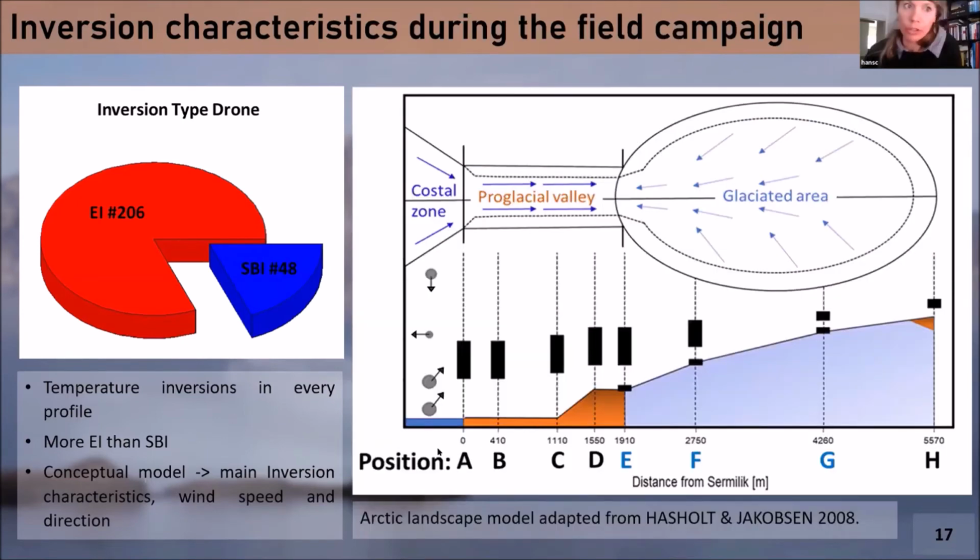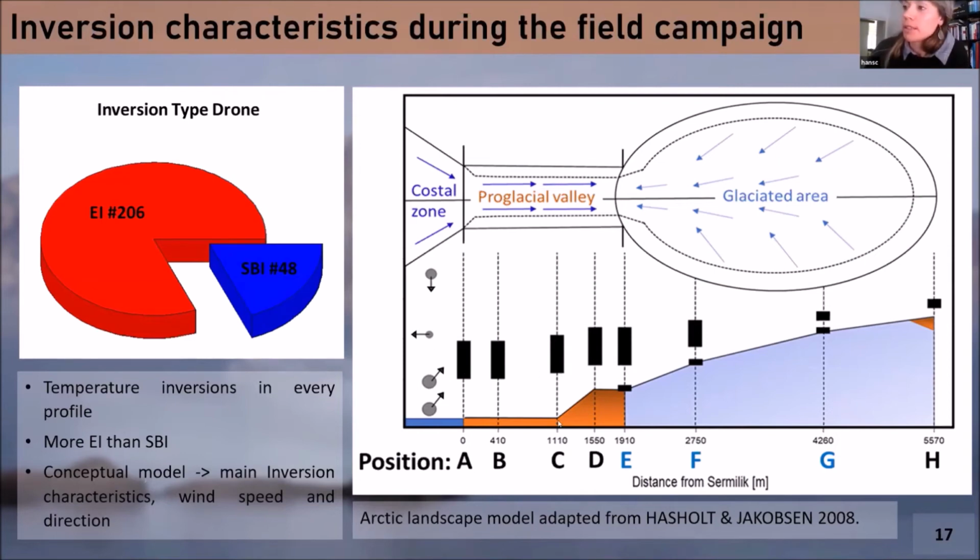Just a short introduction to this picture. Here we have the sea. This again is the Mitiwakat Valley, and this is the glacier. Here again is the distance away from Sermelik and the positions where we took the profiles. The black bars indicate the inversion. Above, we can see the main wind directions we observed from the weather station and in the field. Every day we have a sea breeze, which picks up over the day and reaches far into the valley. And on the glacier, we observed a katabatic wind, of course.